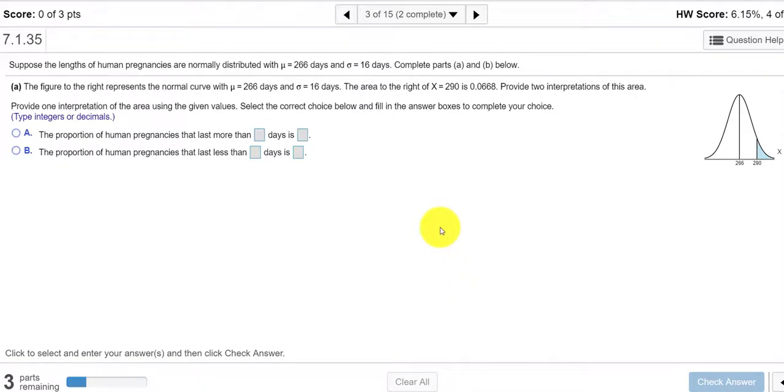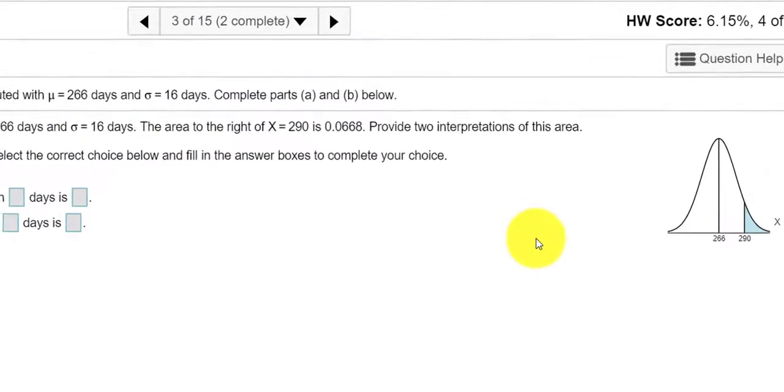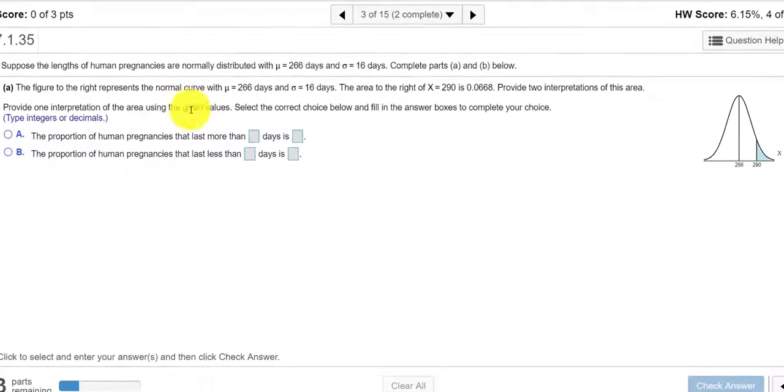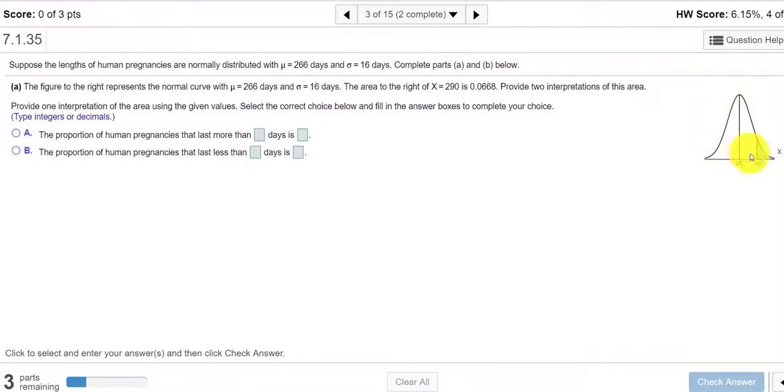Okay, number 3, it says, suppose the lengths of human pregnancies are normally distributed with a mean of 266 days. So that means the mean, the average number of days a pregnancy lasts, would be 266 days. So you see the line that splits our bell-shaped curve in half is our mean, which is 266. And we're asked to interpret this graph here.